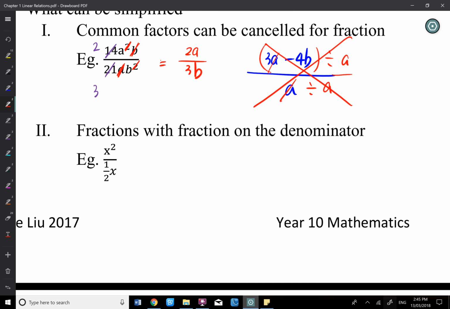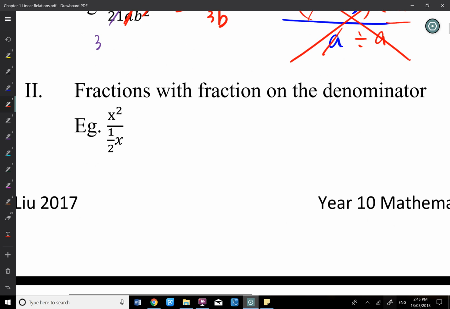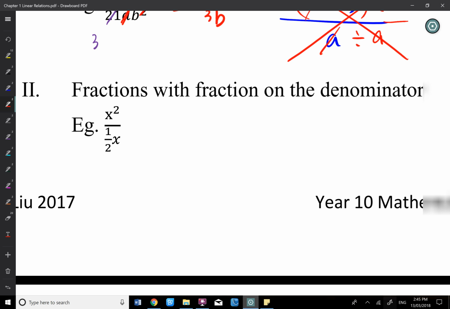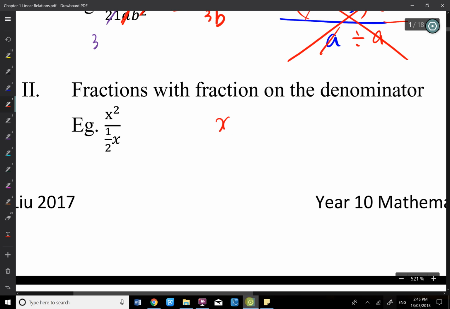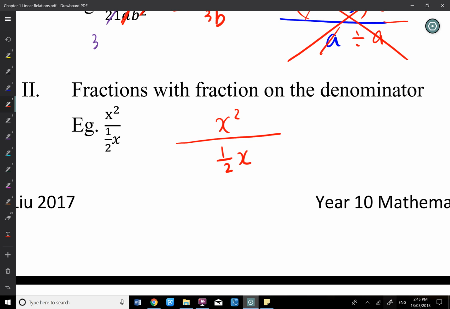You can think about the next one. If we have fraction over fraction, that's something we don't like as well. We have x squared over a half x. That's what we don't like. How can I get rid of the 2? Well, what can I do to get rid of the half? How can I make a half disappear?